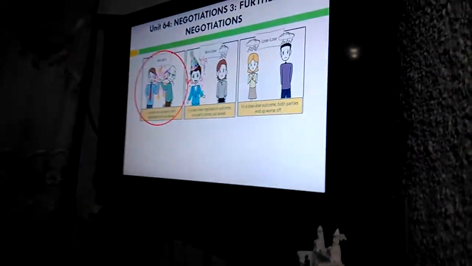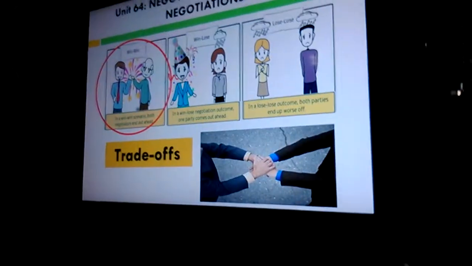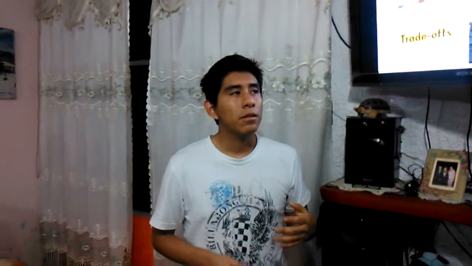For the negotiation, for example, the term here is win-win. Both negotiators end up ahead. They have utilities, they have the good parts for both, and not just one part. And a trade-off is, let's say, a deal in which both parties gain commodities, they gain utilities. So it's better for both of them.